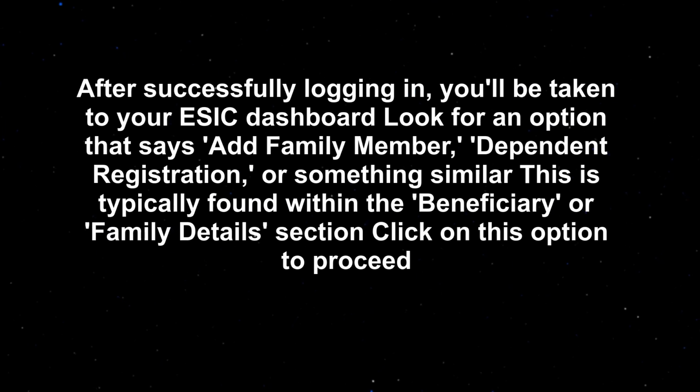After successfully logging in, you'll be taken to your ESIC dashboard. Look for an option that says Add Family Member, Dependent Registration, or something similar. This is typically found within the Beneficiary or Family Details section. Click on this option to proceed.